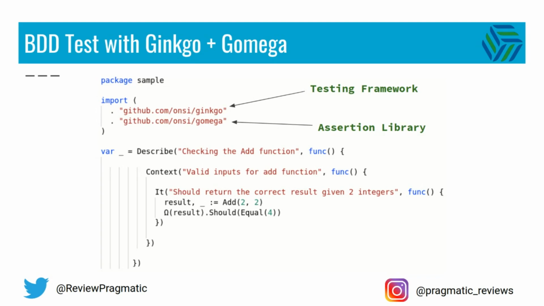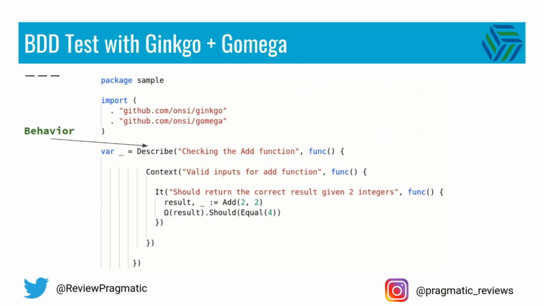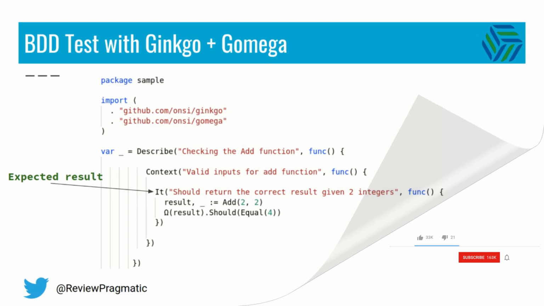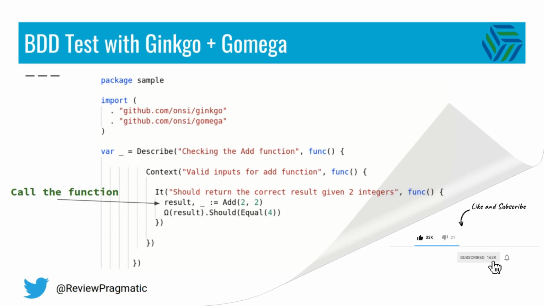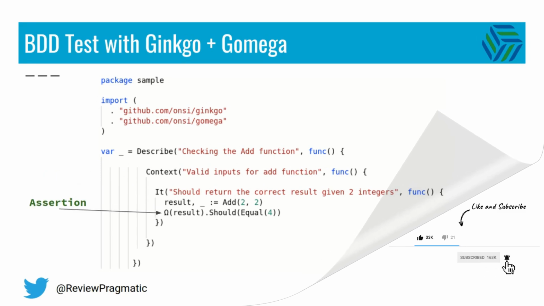This is an example of a BDD test in Golang using Ginkgo and Gomega, where we are testing the add function for two integers. First, we need to import the packages for the testing framework and the assertion library. Then, using the describe container, we specify the behavior that we are going to test. In this case, the add function. We specify the scenario using the context container. In this case, we are passing a valid input. And then we specify the expected result. In this case, we expect the result to be correct. And finally, we call the function that we are testing, and we make an assertion to validate the result.